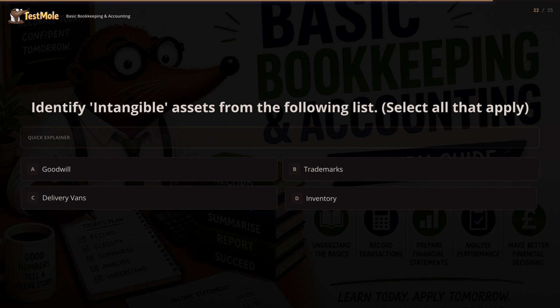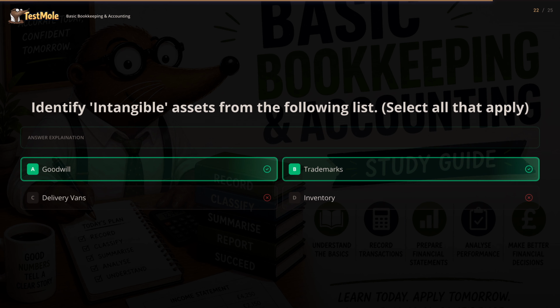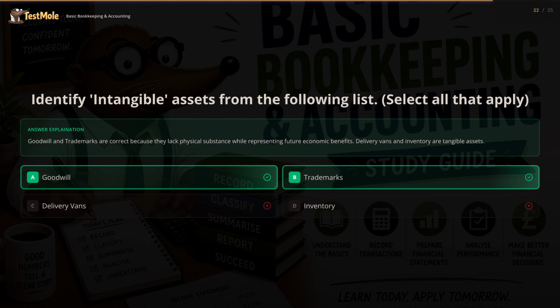Choose between A. Goodwill, B. Trademarks, C. Delivery vans, D. Inventory. The answer is A and B. Goodwill and trademarks are correct because they lack physical substance while representing future economic benefits. Delivery vans and inventory are tangible assets.